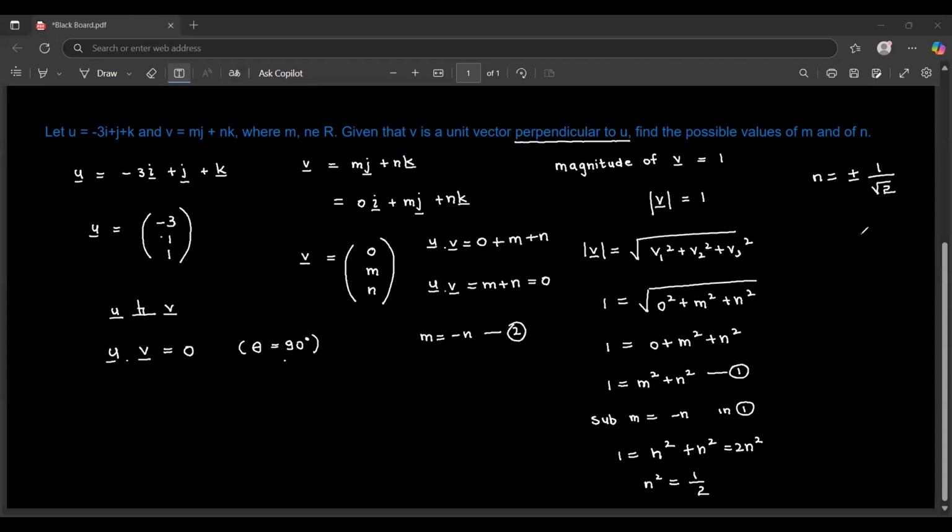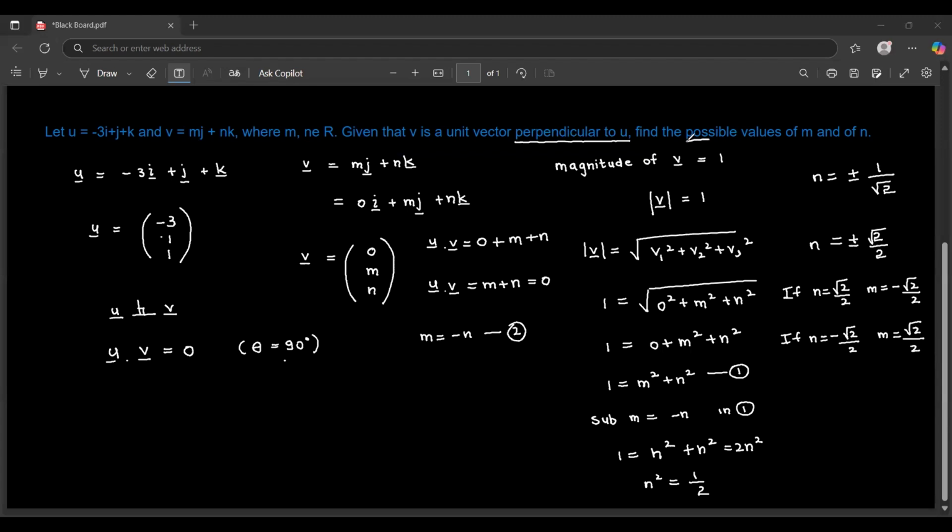This is what I will get. So I can rewrite this as plus or minus square root of 2 over 2. Yeah, that's also possible. That's not a wrong way of interpretation. I'm just rationalizing the denominator. So now I know there are two values for n, and I know that negative n is equal to m. So if n is equal to square root of 2 over 2, m will be equal to negative square root of 2 over 2. If n is equal to negative square root of 2 over 2, m will be equal to square root of 2 over 2. So there are two values for m and n.